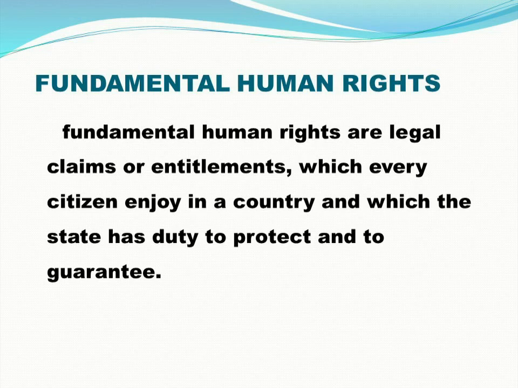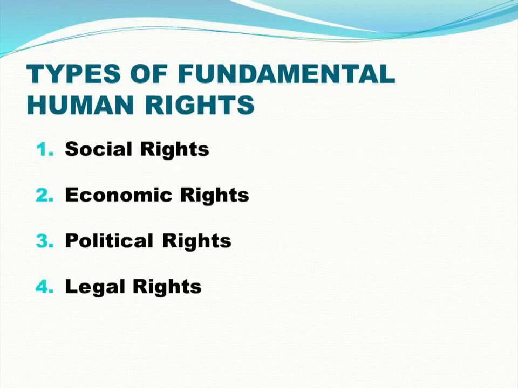Human rights are contained in the Universal Declaration of Human Rights articulated by the United Nations Organization, UNO, in 1948, and also entrenched in the constitutions of all member states of the organization. We have types of fundamental human rights. Human rights are categorized into four.